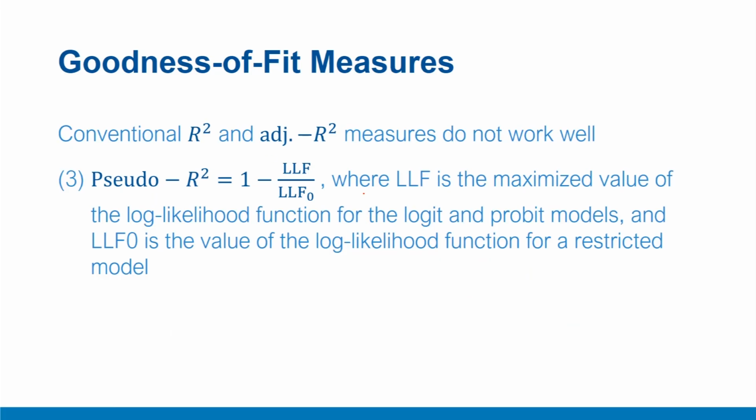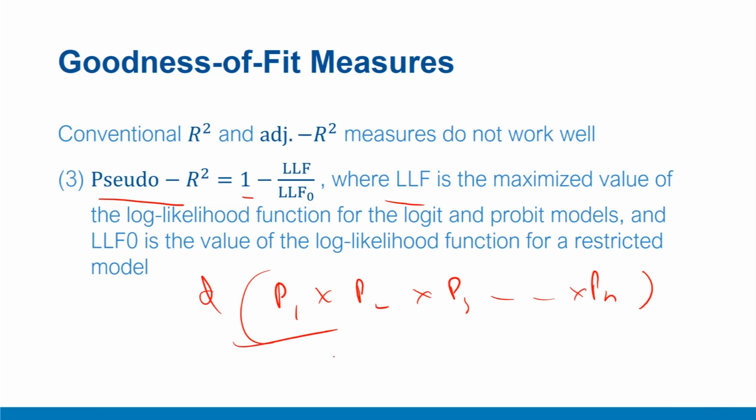Also, there's a very interesting measure which is employed, the pseudo R square. The pseudo R square formula is very simple: 1 minus LLF upon LLF naught, where LLF is the maximized value of the log likelihood function that we discussed. Remember, P1 into P2 into P3 and so on up till Pn. This is the joint probability that we maximize with respect to the parameter beta i. We try to maximize this function. So this is the joint probability maximization for the logit and probit class of models.